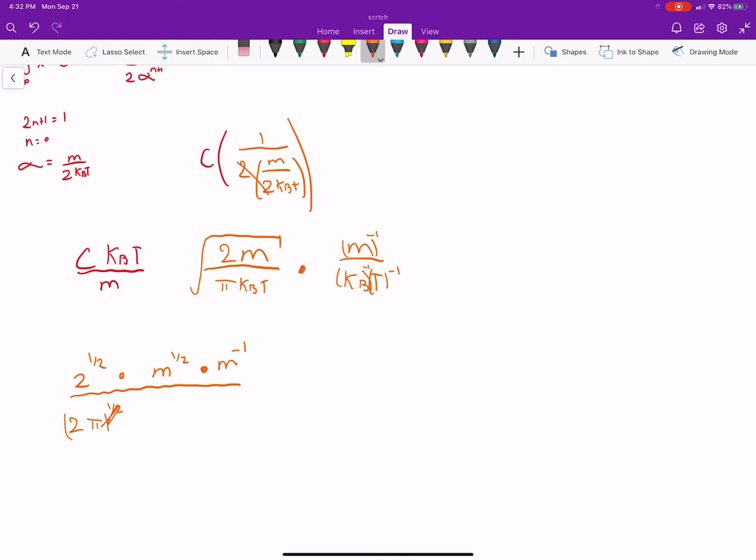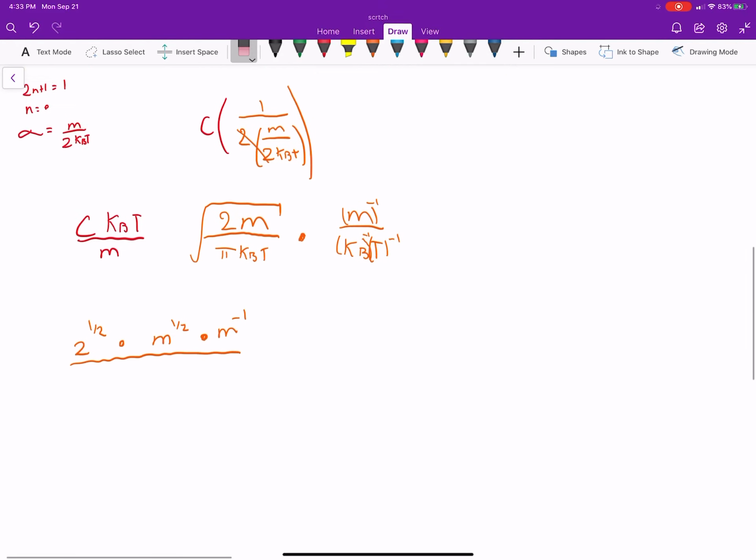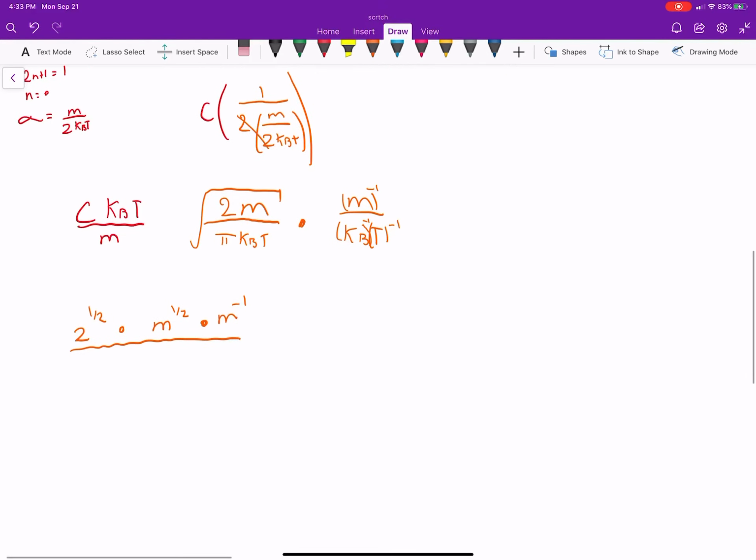Oops, not 2 pi, that's my fault. There we go. Let's see, so we have this. We have pi to the 1/2, kb to the 1/2, t to the 1/2, right? And then we have kb to the -1, t to the -1.